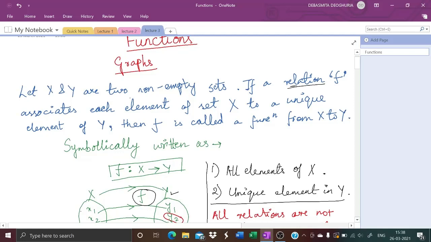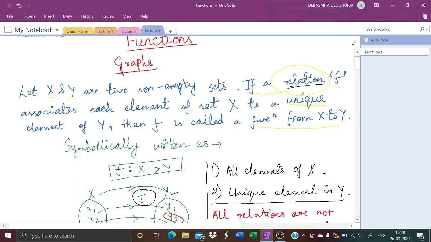Now see, first, what is a function? What is the definition of a function? And how is a function different from a normal relation? Let X and Y be two non-empty sets. If a relation you are defining on the sets X and Y, f, associates each element of set X to a unique element of Y, the word unique is very important, then f is called a function from X to Y.